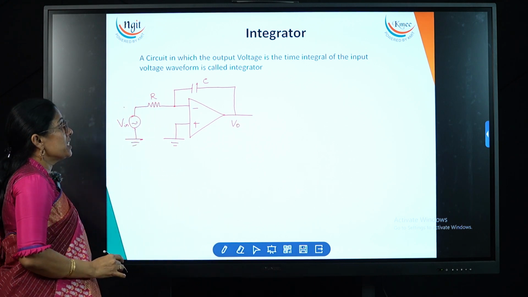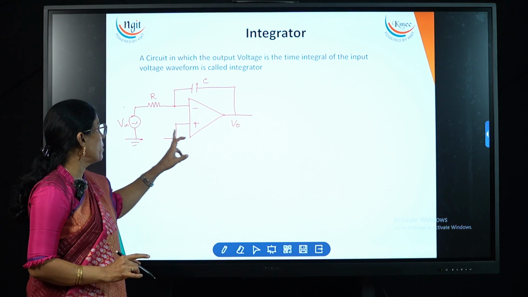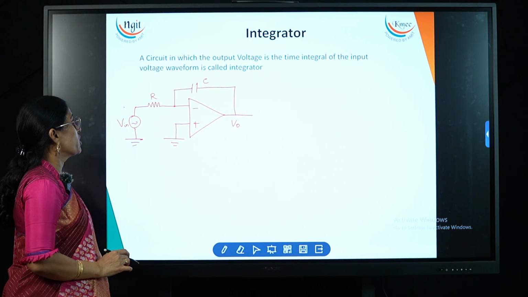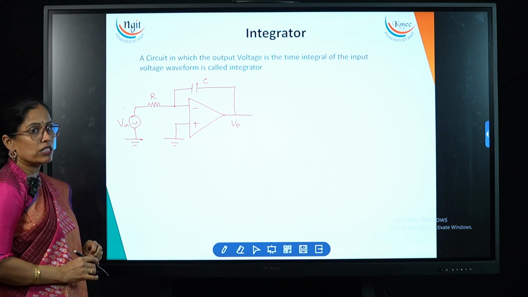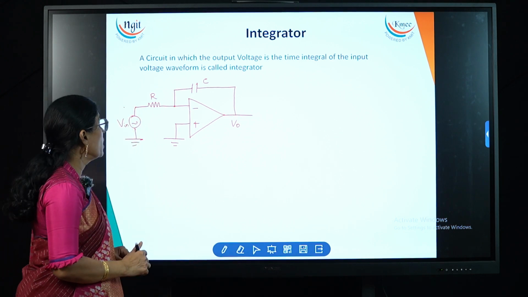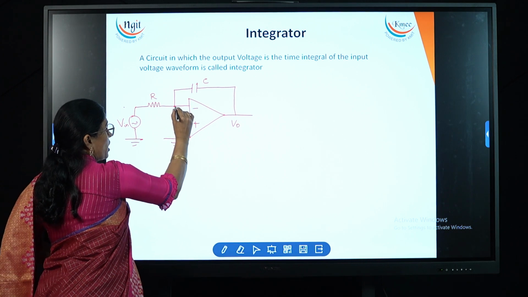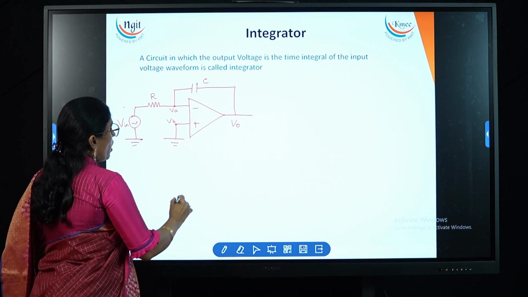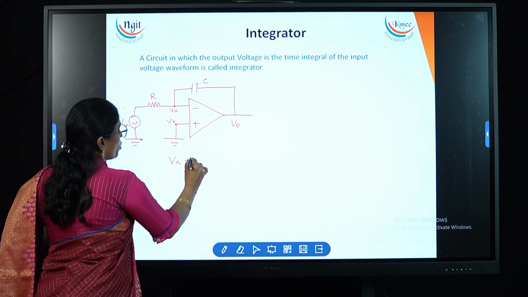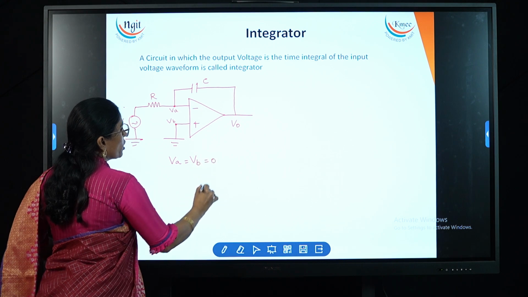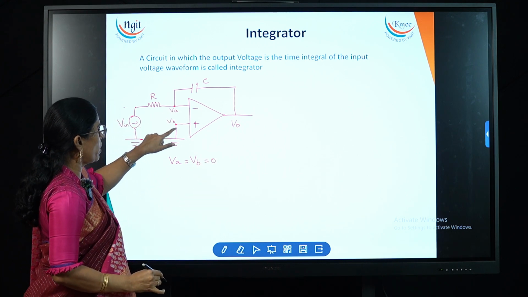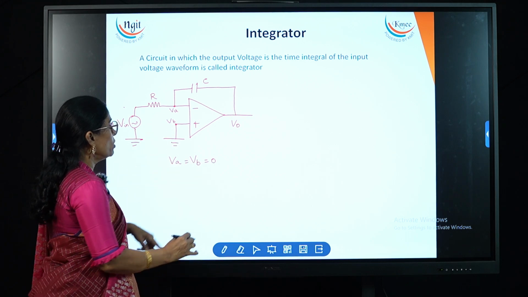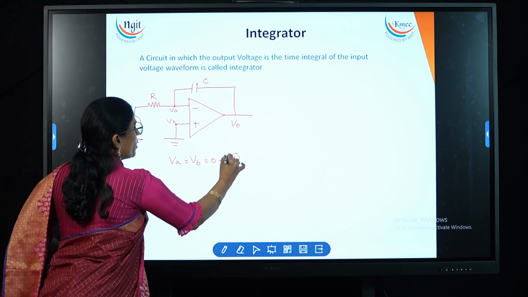From the definition, V out is directly proportional to the time integral of the input signal. So now we need to derive the expression for this. Similarly, as in the last circuits, we take the notation for voltage. Here I am taking it as VA, and here VB. So now we derived that VA is equal to VB is equal to 0. This is the virtual ground concept. Now these two potentials are equal, and because VB is connected to 0, VA is equal to VB is equal to 0. This is equation number 1.